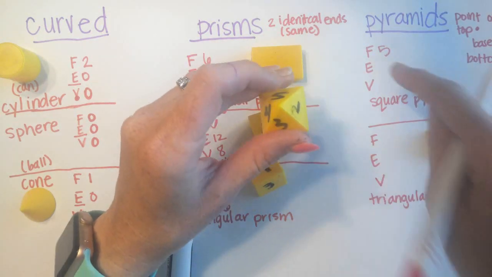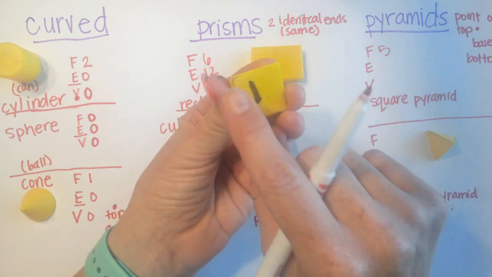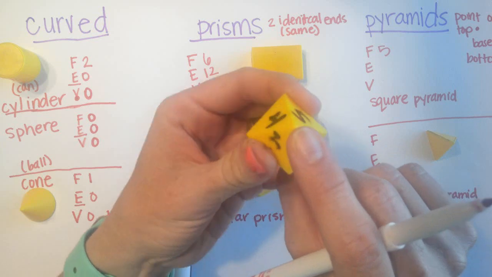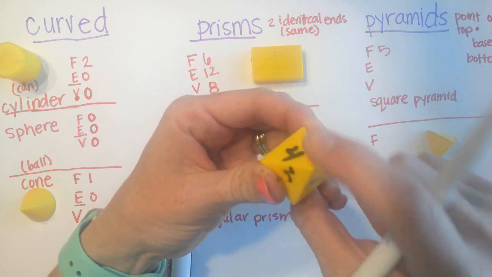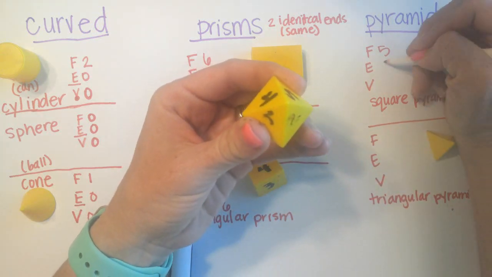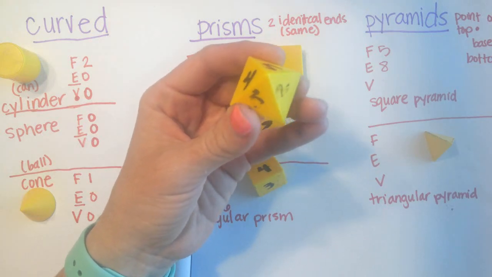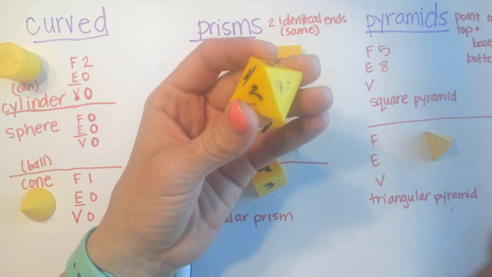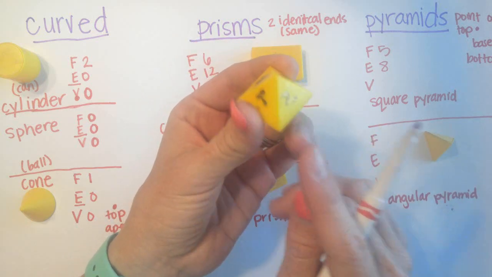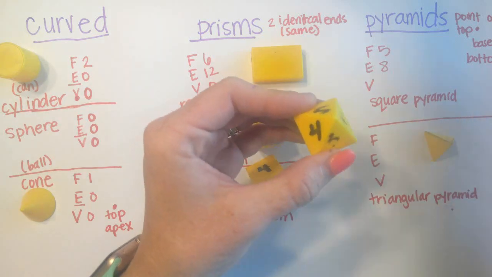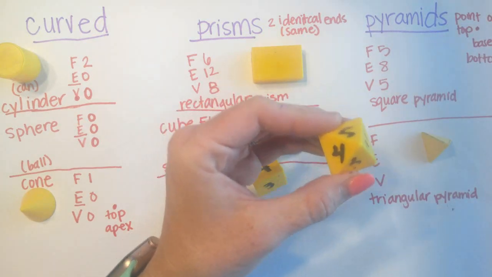And then we have our edges. So we'll start at the bottom. 1, 2, 3, 4. And then we go up to the top. 5, 6, 7, 8. Okay? So 4 on the bottom and 4 leading to the top make 8 edges. Vertices, corners. 1, 2, 3, 4 on the bottom and 1 on top. So that's 5.